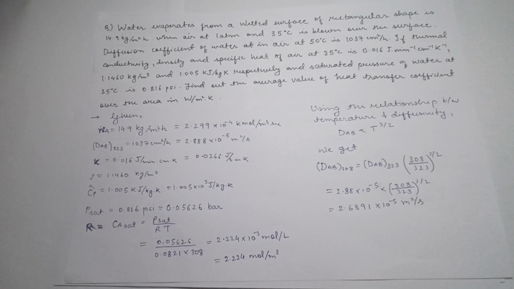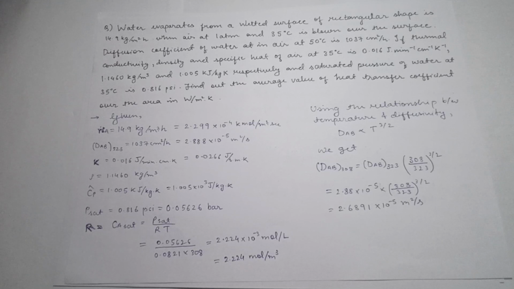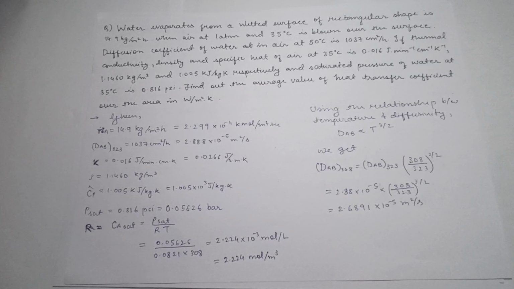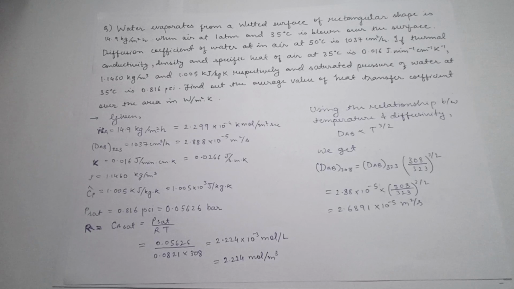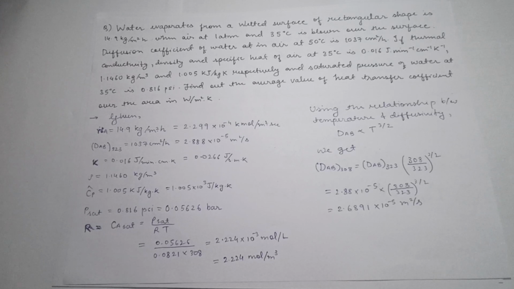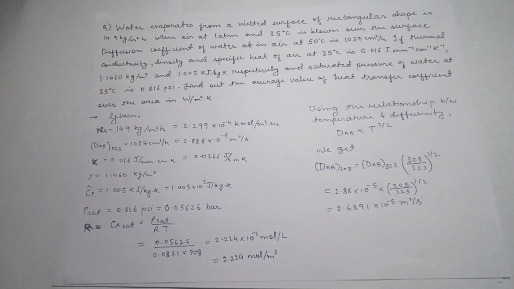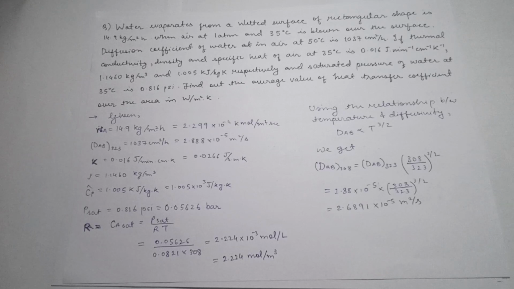The flux, which is given as 14.9 kg per meter square hour, we will convert this into kilomole per meter square second, which came as 2.299 into 10 to the power minus 4. Now we have been given the diffusion coefficient at 50 degrees Celsius, that is 323 Kelvin, and that is given as 1037 centimeter square per hour. We will convert this into meter square per second for our convenience. That came out to be 2.88 into 10 to the power minus 5.